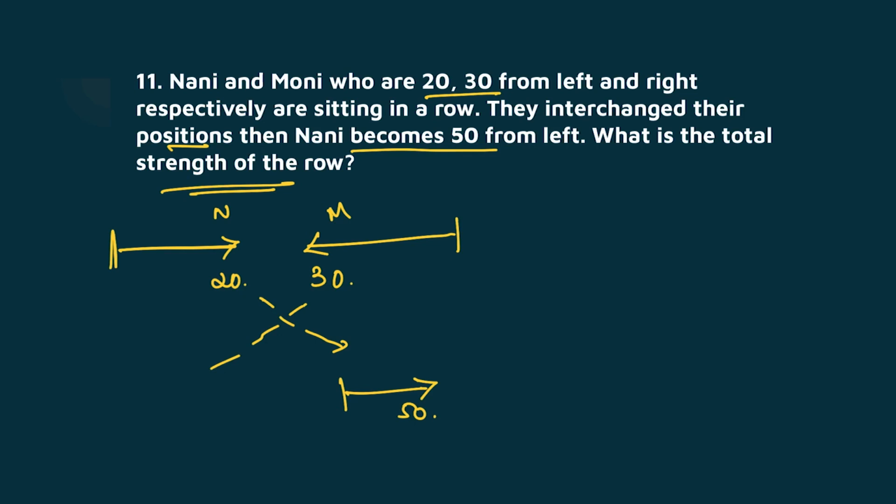For this kind of problem, just use a simple trick. So you can see again Nani is counted from left and Moni is counted from right. So if they are in opposite directions, then just add their positions. 30 plus 50, 80. And one person is counted twice here. So subtract 1. Therefore 79. So the total strength of the row will be 79 here.